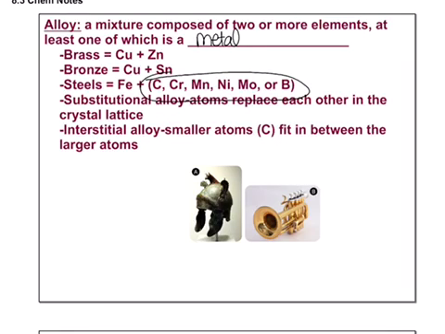Substitutional alloy atoms will replace each other in the crystal lattice. And interstitial alloys are smaller atoms that can fit in between the larger atoms. So like the carbon, if carbon were to be in the steel, would fit in between. So here would be our carbon atom, the like iron atoms. So that's just a quick little look at some metals. And the biggest thing to remember is here we're dealing with atoms and not ions.